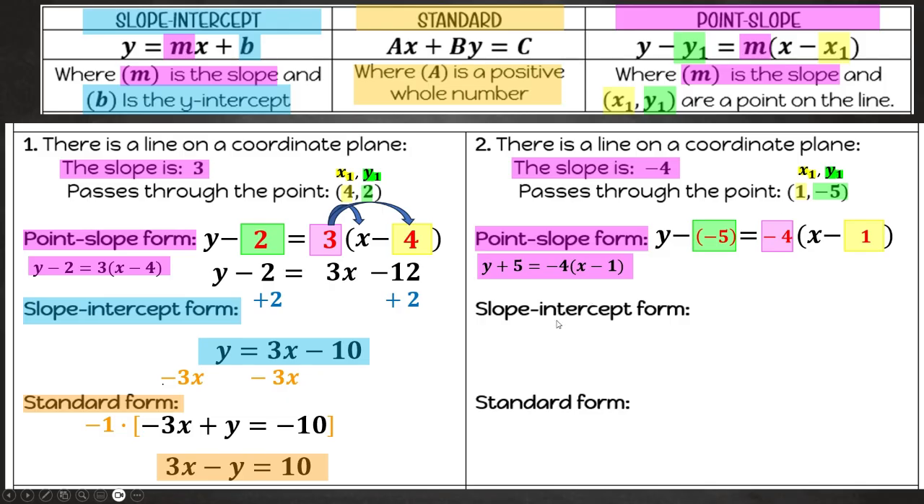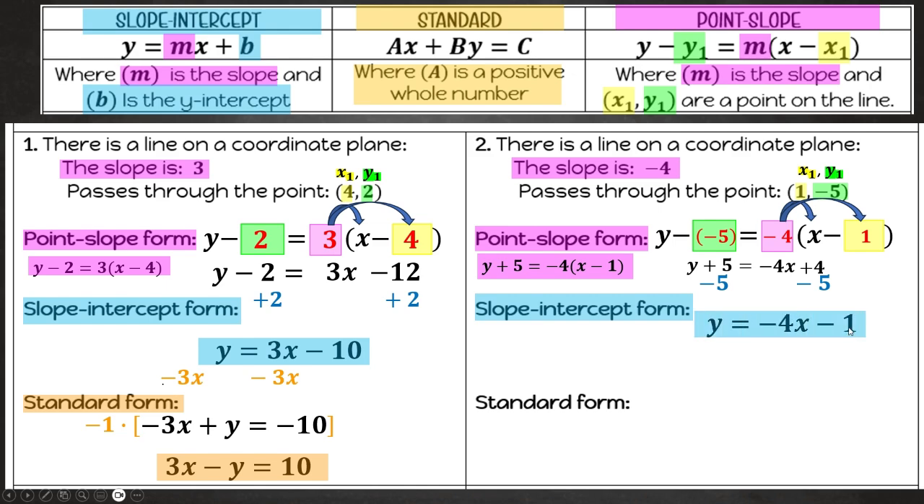All right, now we're going to rearrange that to slope-intercept form. So we're going to distribute. Negative 4 times x is negative 4x. Negative 4 times negative 1 is a positive 4. And then y plus 5 is equal to negative 4x plus 4. To change this to slope-intercept, we're going to subtract 5 from both sides, and we get y is equal to negative 4x minus 1. Now we have it in slope-intercept form, meaning we solved for y.